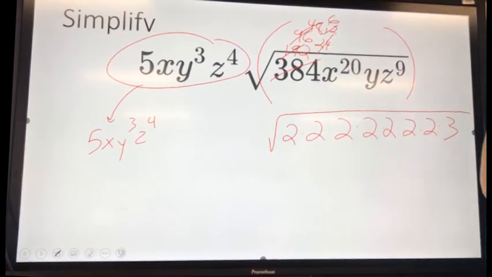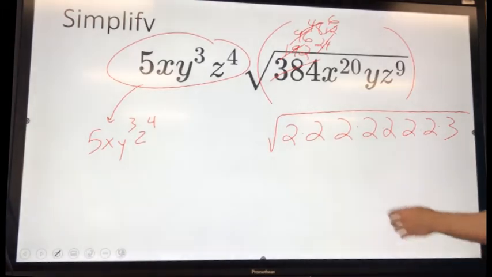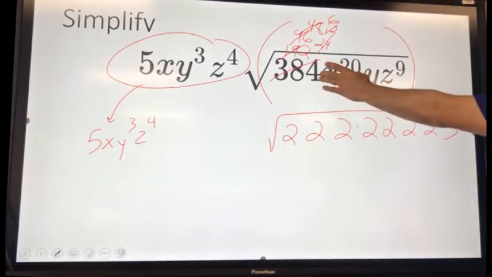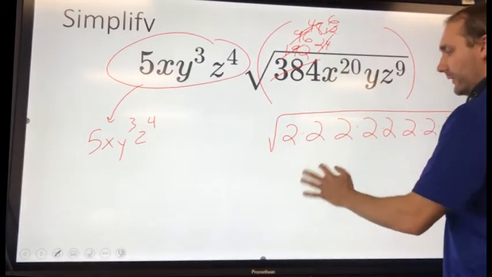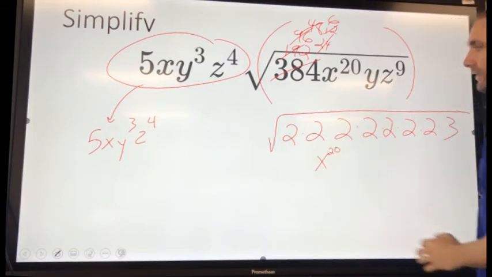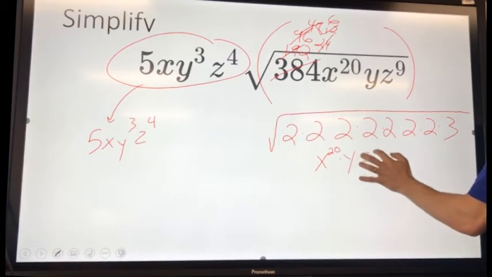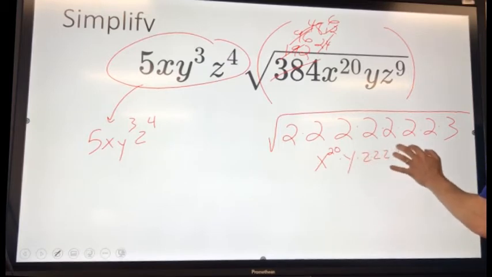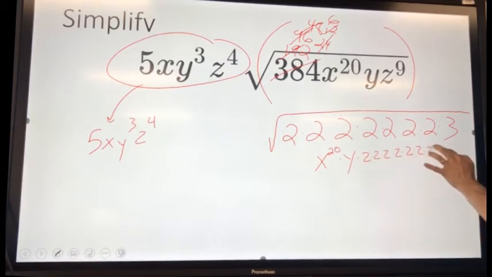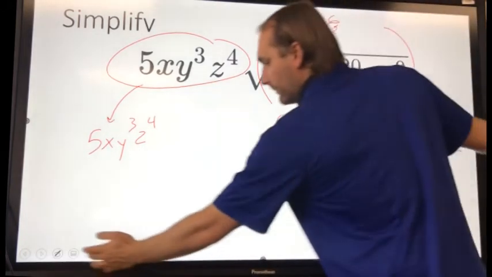Can somebody make sure we got everything? Does this all equal 384? Yes. Okay. Good. Now I'm going to leave x to the 20 as x to the 20 for now, because I don't want to write 20 x's. But there is a shortcut. We'll see. I have a y and then 9 z's.